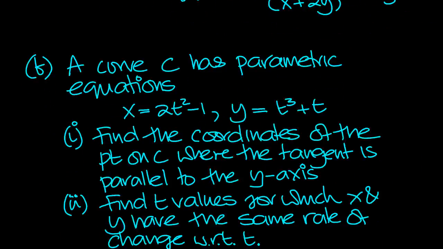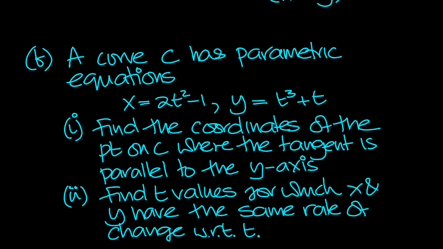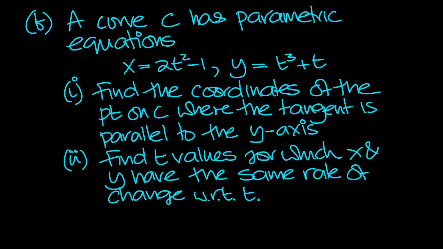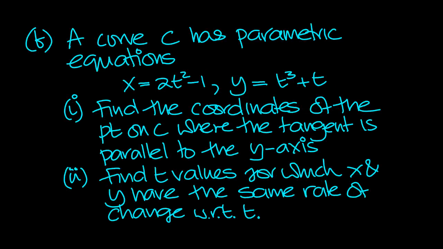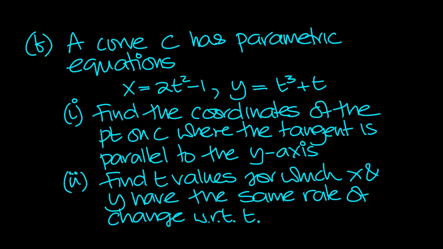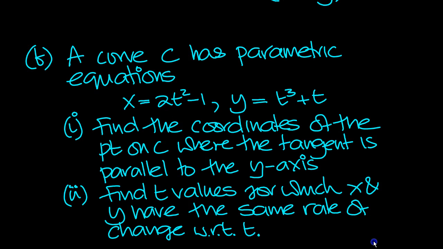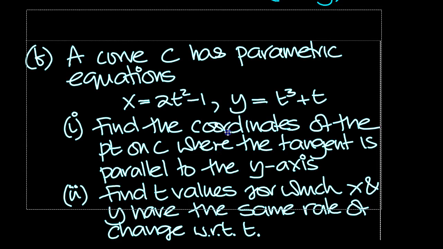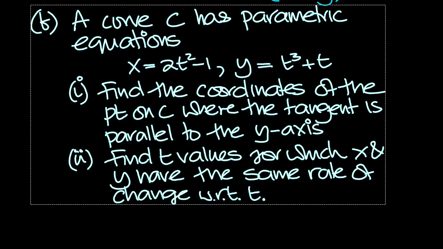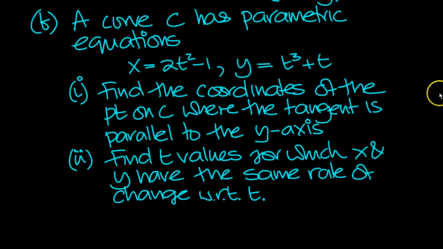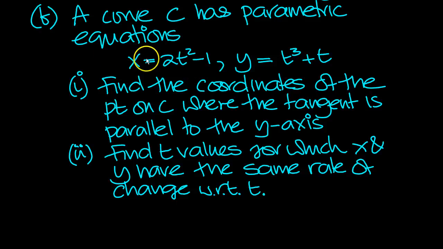Now part B. So let's have a look at this. Okay, I'm going to move it up slightly to give myself a bit more room, just in case things get a bit long-winded. So let's have a look at B then. A curve has parametric equations here. Find the coordinates of the point on C where the tangent, so we need the tangent, don't we, is parallel to the y-axis. So we need the dy dx, and so we need dx dt and dy dt.